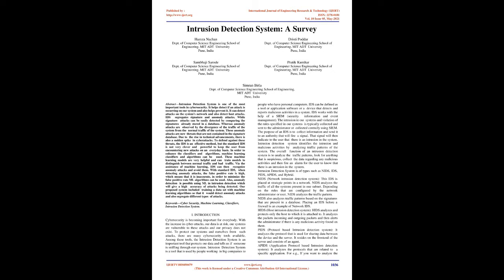IDS segregates signature and anomaly attacks. While signature attacks can be easily detected by comparing against the signatures already stored in a database, anomaly attacks are observed by the divergence of the traffic of the system from the normal traffic of the system. These anomaly attacks are new threats that are not contained in the signature database.